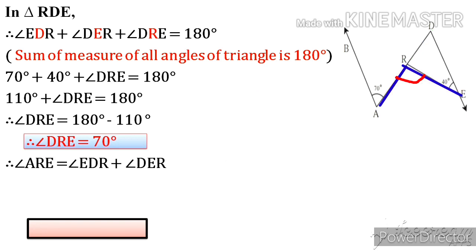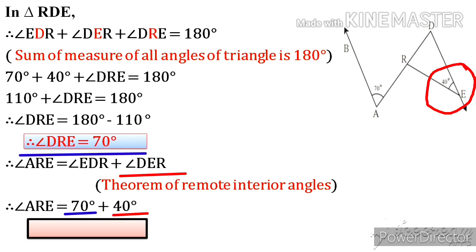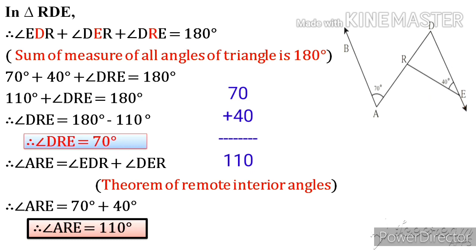Angle ARE equal to angle EDR plus angle DER. They form remote interior angles. Substitute the value of given angle. EDR is given 70 degree, angle DER is given 40 degree. Therefore, angle ARE is 110 degree.